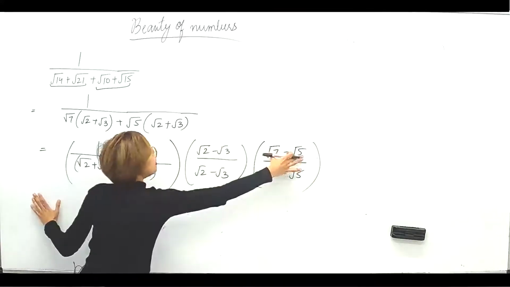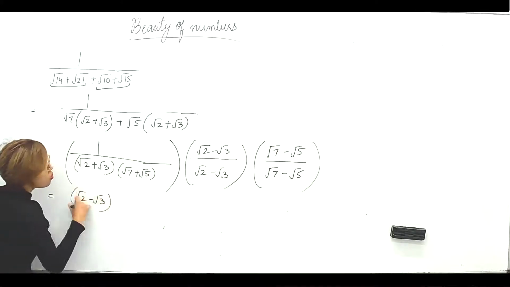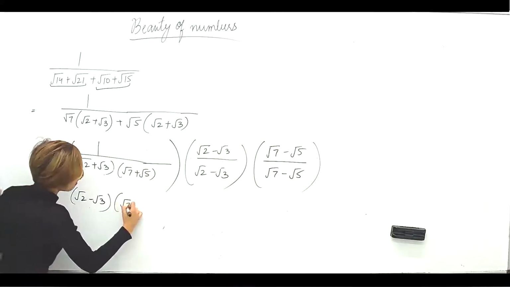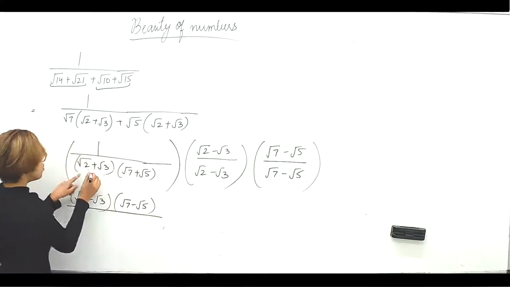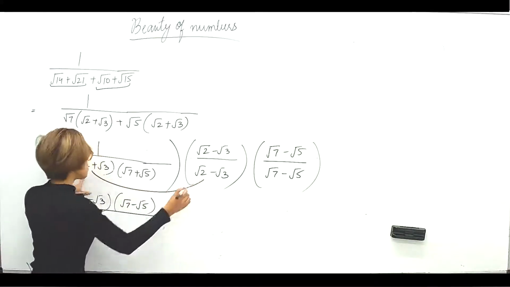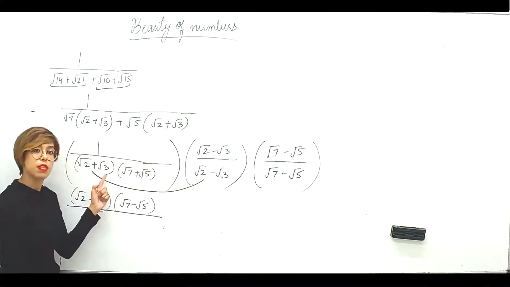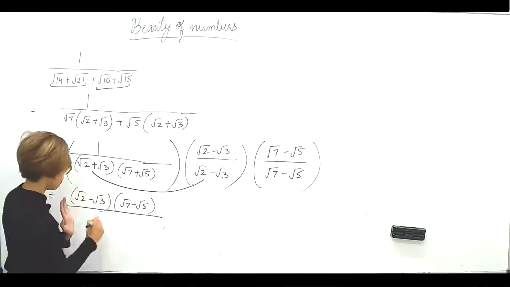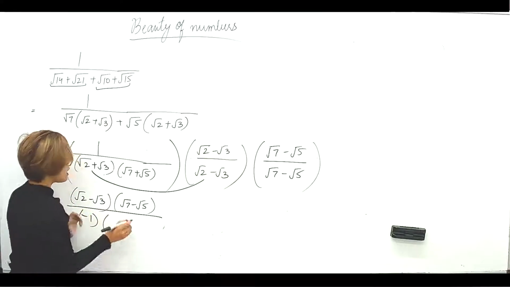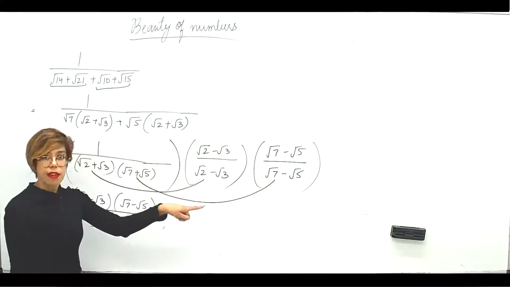Right, so in the numerator I have root 2 minus root 3 into root 5 and root 7 minus root 5. Right, divided by. Now, this I'll multiply by this because a plus b into a minus b. So, a square minus b square. So, 2 minus 3, that is minus 1. Directly write. Right, now this will be multiplied by this. So, 7 minus 5, that is 2.